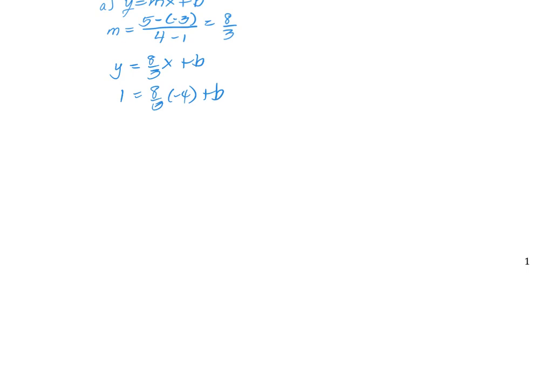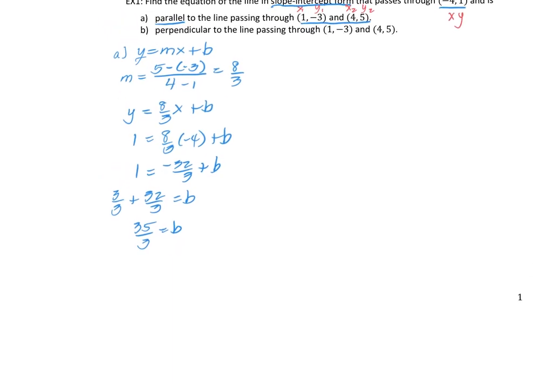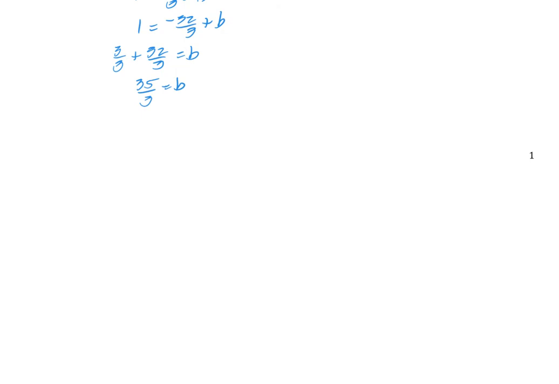So 8/3 times negative 4 is going to be negative 32 over 3. And then I would simply add the negative 32 over 3 to both sides. Now I know that 1 is going to end up being 3 over 3, so I'm just going to write it right now. That would be my b value. It's 35 over 3. I have my b value, I have my m. I can now write the equation of the line, which would be y equal to 8/3 x plus 35 over 3.